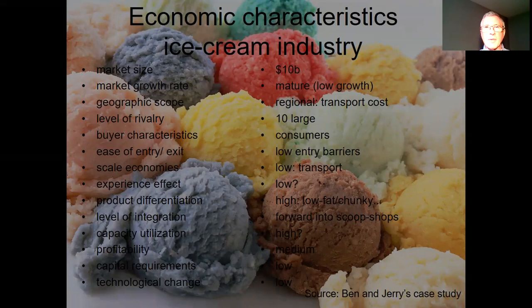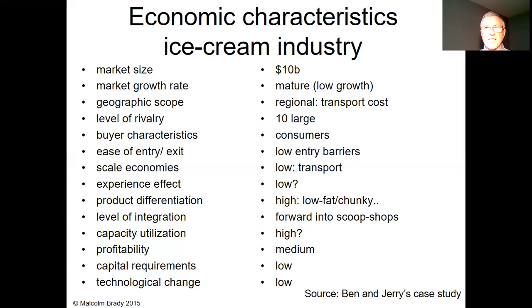So we'll start with the economic characteristics. And this is an example from the ice cream industry from the Ben and Jerry's case study, as you'll see. Just take away the ice cream for a moment and we can see a bit more clearly. Here we're looking at various different economic characteristics, a whole series of them on the left-hand side of the screen. And on the right-hand side, there's the value of that characteristic for that ice cream industry in the USA.